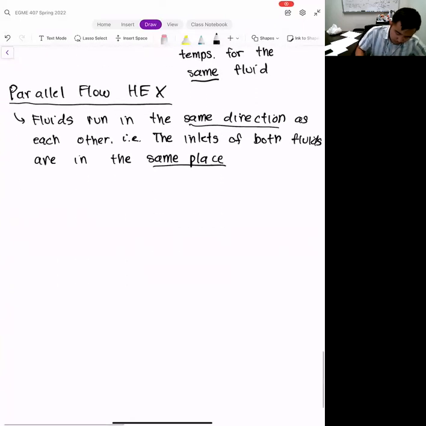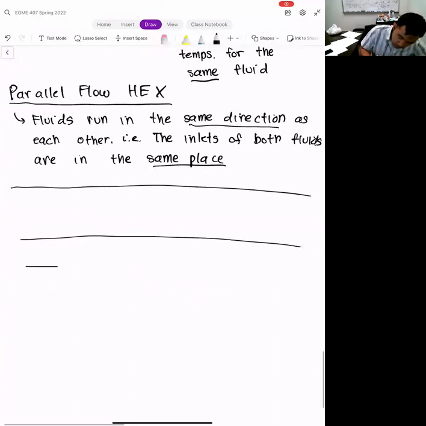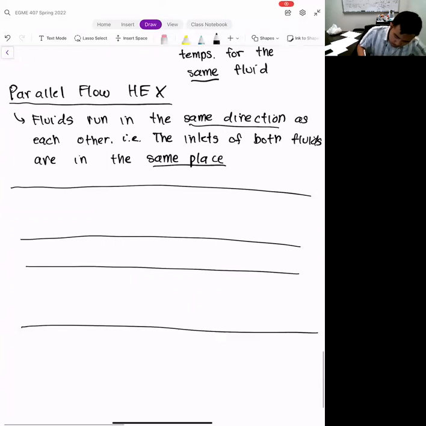Okay. And so schematically, it looks like this. I'll draw the version with the concentric tube heat exchanger. Just like before, we have fluid 1 on the outside, and we have fluid 2 on the inside. In parallel flow, these two are going to be flowing in the same direction, so we have flow going from left to right.